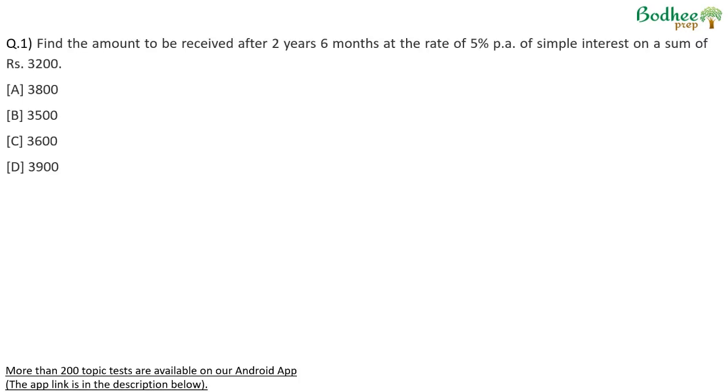Looking at the questions, question number 1 says, find the amount to be received after 2 years, 6 months at the rate of 5% per annum simple interest on a sum of 3,200. The amount. So we can calculate the simple interest. The simple interest will be principal into rate into time, 2 years, 6 months is 2.5 years, upon 100.